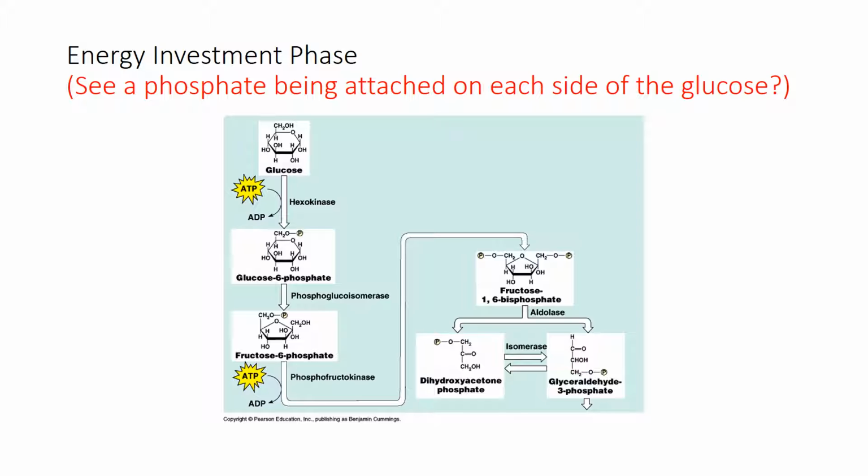But if you notice, there's another enzyme, isomerase. What's that do? Rearranges them back and forth, depending upon which one is in more abundance. If there's a whole bunch of glyceraldehyde 3-phosphate, otherwise known as G3P, then we're going to make some more of the dihydroxyacetone phosphate, and vice versa. All right, so that's the energy investment phase. Now we need the energy payoff phase.